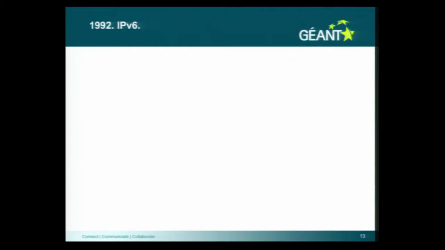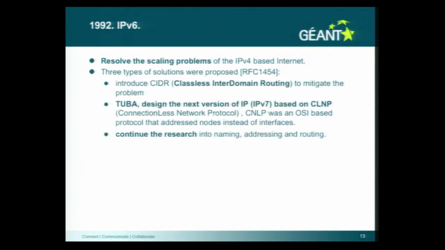So in 1992, they came up with IPv6. They wanted to resolve the scaling problem in the IPv4-based internet, and there were a number of solutions. This is very interesting to read on the IETF. They log everything, so if you read the mailing lists and some RFCs there, it's very interesting stuff. One of the proposed solutions was TUBA, TCP and UDP over bigger addresses, which was based on CLNP, the Connectionless Network Protocol, which came from the OSI world.